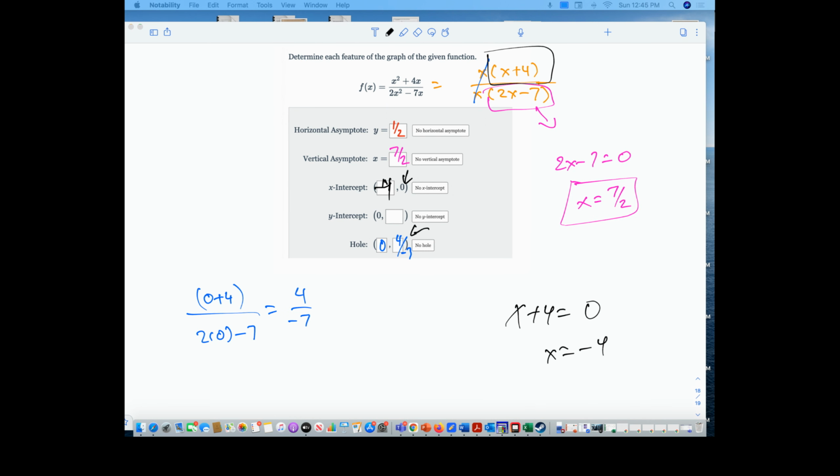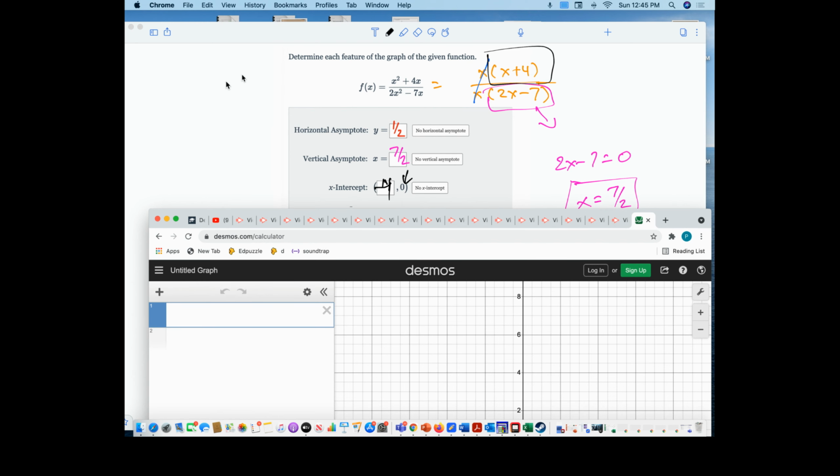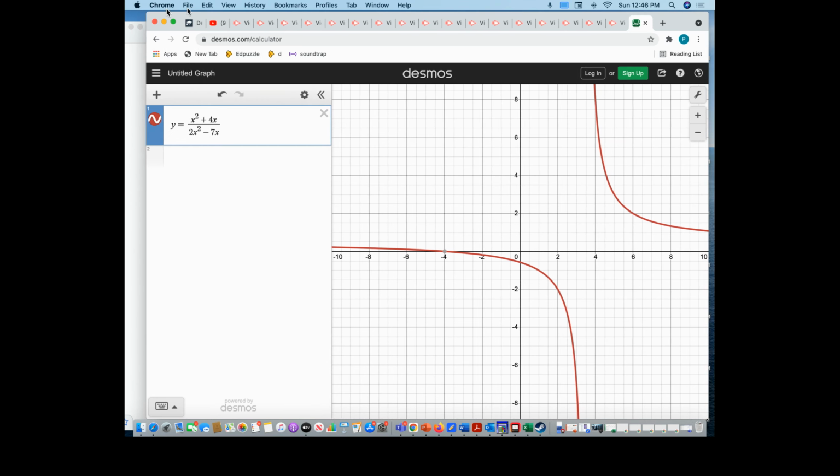Look, if you have any doubts about anything, just Desmos it, right? So let's Desmos it. Let's just see what happens. So let's type it in. y equals x squared plus 4x over 2x squared minus 7x. Okay.